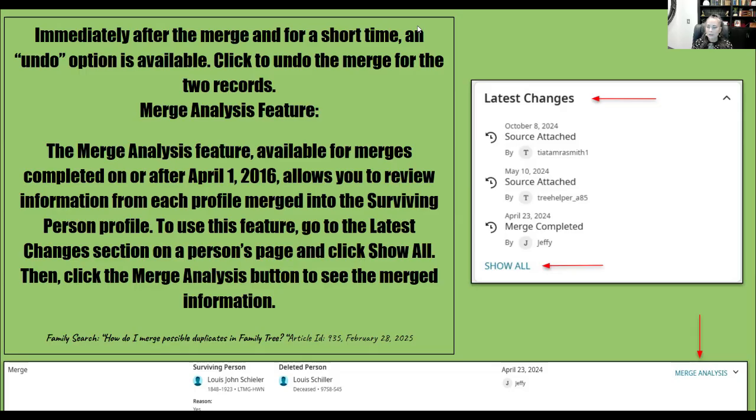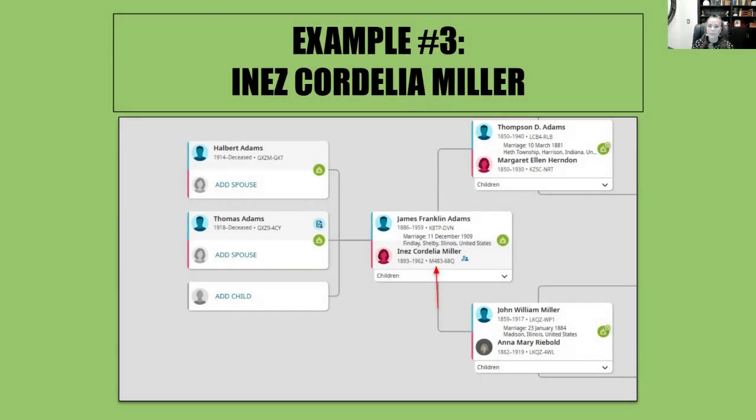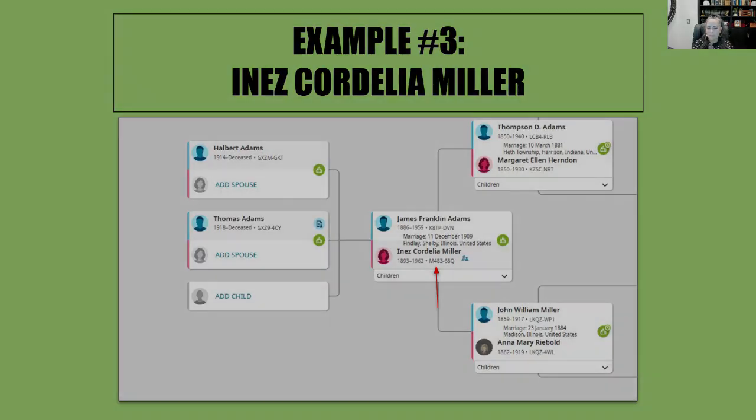So let's take a quick look at another opportunity for resolving duplicates, this one being a little bit harder than the one before, but we're building on the skills that we've used and learned on the first two. The example we're going to use for this, a little more complicated one, is Inez Cordelia Miller. And this one is going to give us a little bit of a run for our money, but if we're really good at Sherlocking, it shouldn't be a problem.